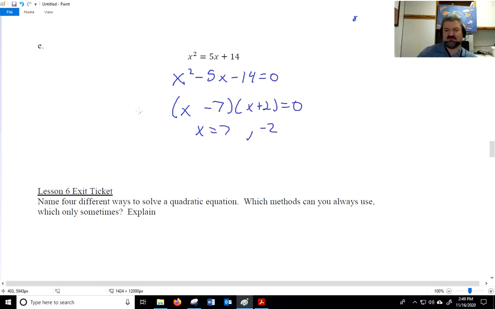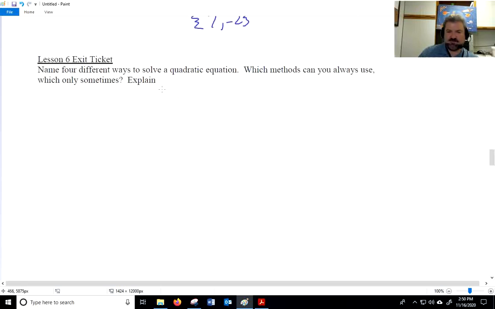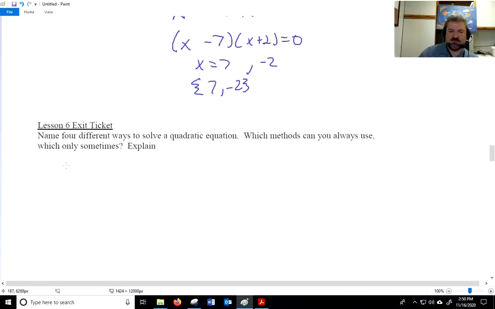Let's talk about our exit tickets. I think this one's worthwhile for sure. We're going to name 4 different ways to solve a quadratic. And which can you always use? Well, we can always use completing the square. It's just not always pretty.